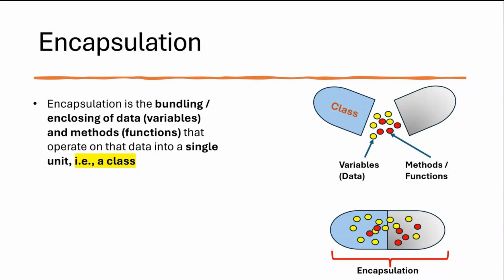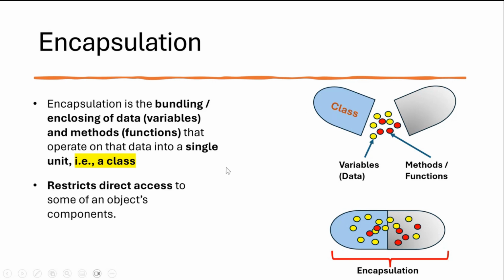Hello everyone. As we covered in our previous video, encapsulation is a core principle of object-oriented programming. Encapsulation is the bundling or enclosing of data and the methods which operate on that data into a single unit called a class. That is called encapsulation. So encapsulation helps to restrict direct access to some of the object's components by allowing access level restrictions on variables, methods or class.